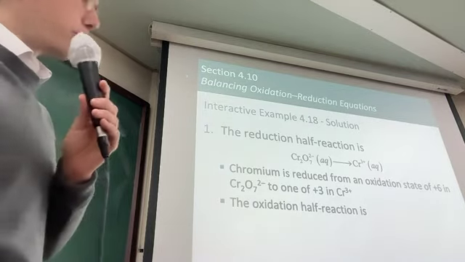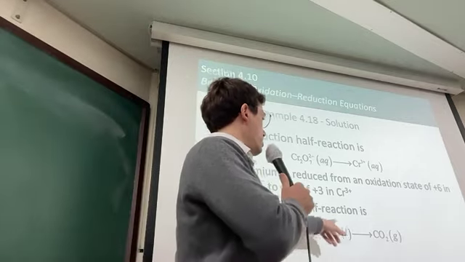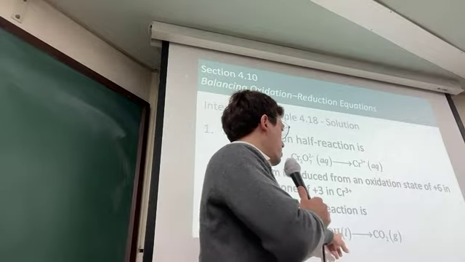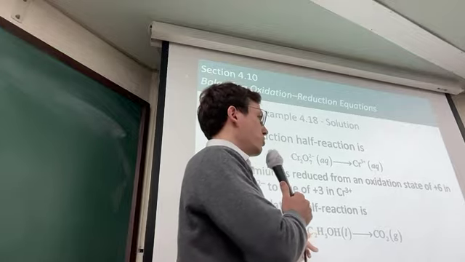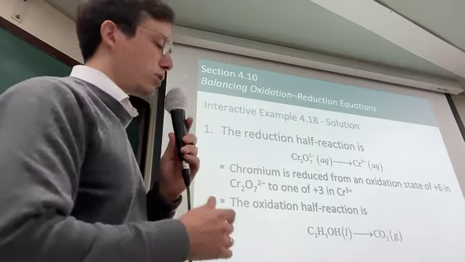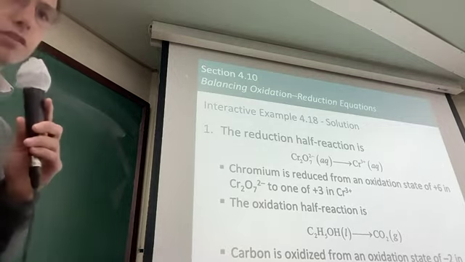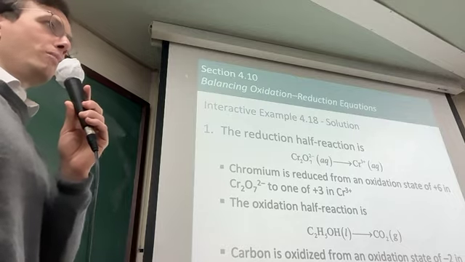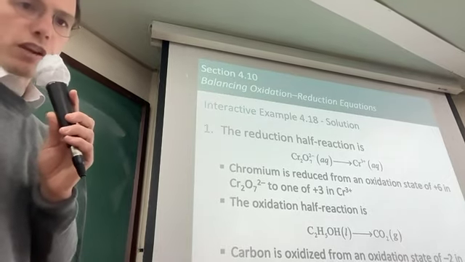And then the oxidation half reaction is ethanol to CO2. The carbon is getting oxidized here. Remember, oxygen is -2, hydrogen is +1, so -2 plus 6 is +4, divided by 2 is 2, so this must be -2, going from -2 to +4. Okay, so the first step always is you write down the oxidation numbers of each element. You realize what is getting oxidized and reduced, and then you have it. Okay, so now the next step.